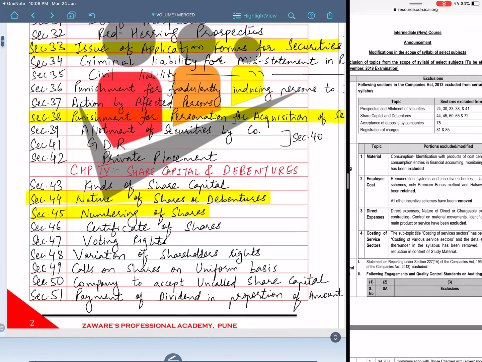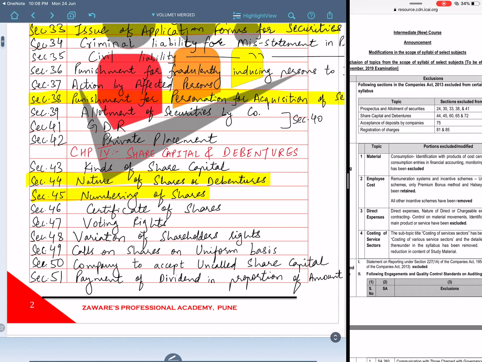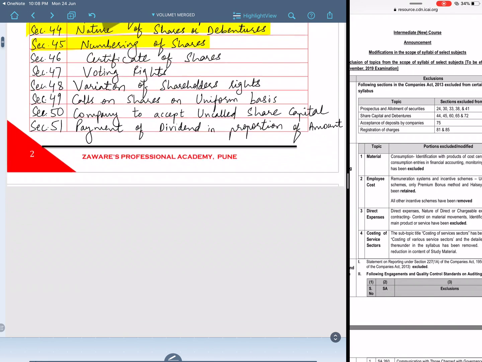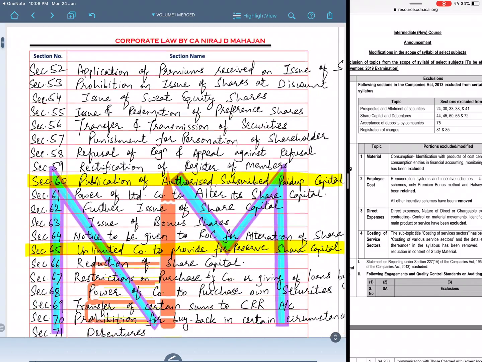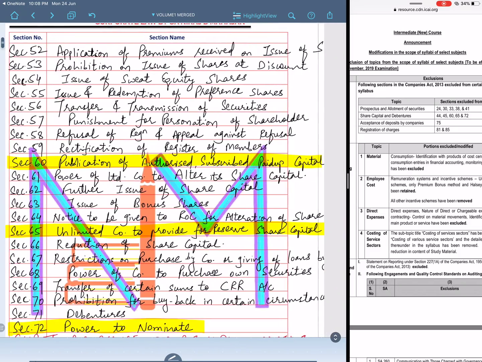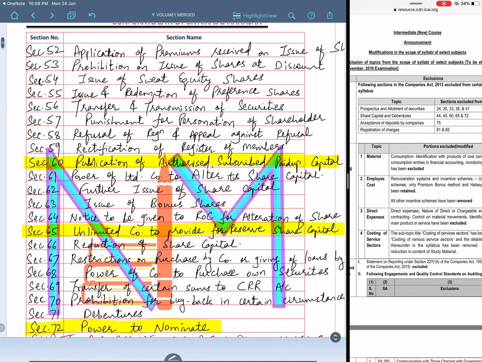Important change. 44, nature of shares and debentures. If you remember, we used to talk about how these securities are movable property. That section is gone from the syllabus. 45, numbering of shares, again irrelevant, very small. Section 60, publication of authorized, subscribed, paid up capital. Whenever you're advertising, all these three capitals should be there. If you're just mentioning authorized capital, that is not sufficient; you should give the others also. That section 60 is gone.